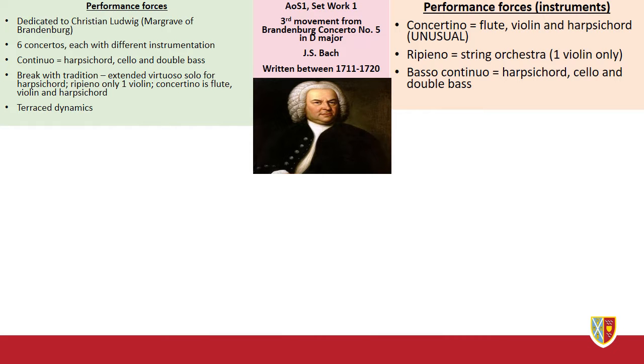Firstly, performance forces. This is one of 6 concertos that was written for different instruments. It has a continuo, which is a basso continuo using the harpsichord, the cello and the double bass. It breaks with tradition because of the extended virtuoso solo for the harpsichord. The ripieno only has 1 violin. The concertino is flute, violin and harpsichord. It mainly has terrace dynamics because it is of the Baroque period. The concertino, which has the flute, violin and harpsichord, is an unusual lineup.